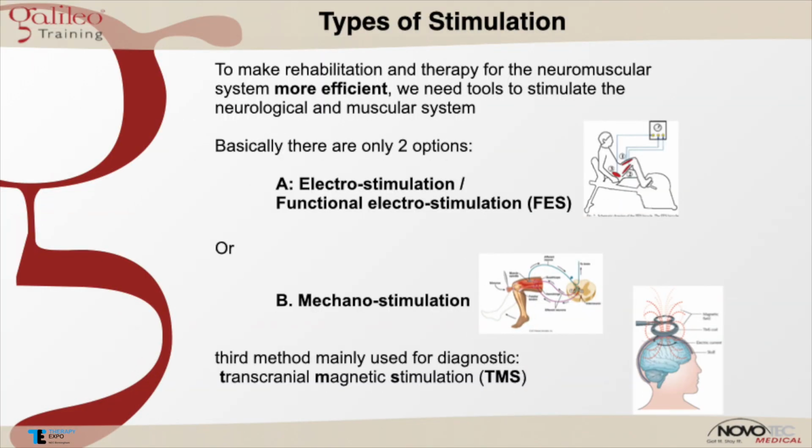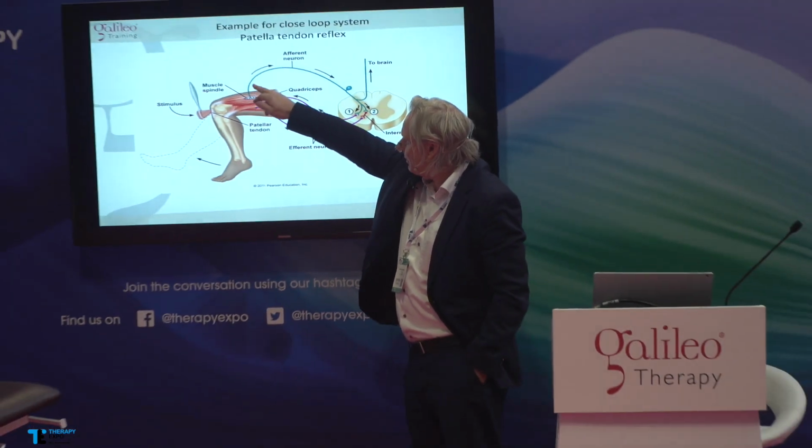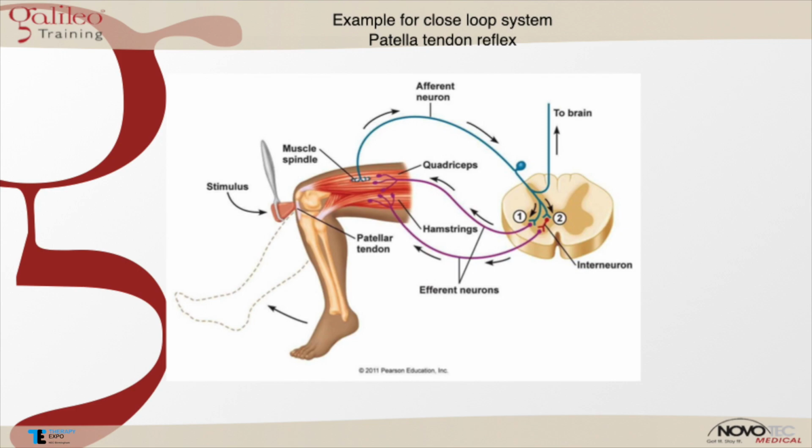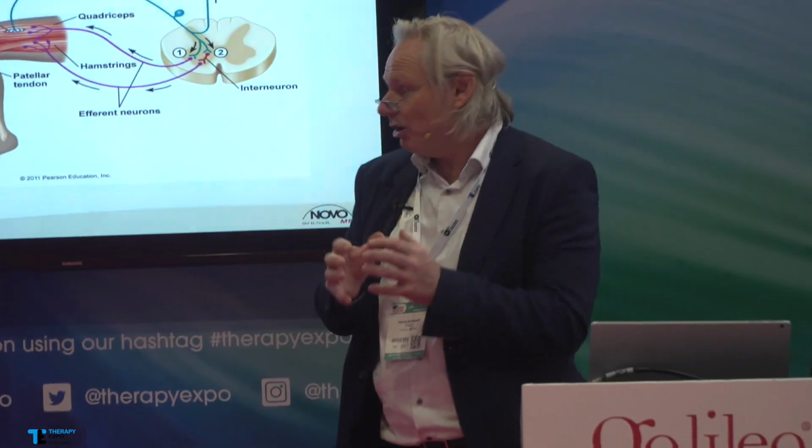The first thing we need to understand is that there are only two ways to stimulate the neuromuscular system. So we have either electrical stimulation or mechanical stimulation. Mechanical stimulation means, everybody knows this, the patellar tendon reflex. What we are basically doing is elongating the muscle spindle. The muscle spindle sends a signal to the spinal cord and activates the muscle. In contrast to electrostimulation, where we primarily stimulate the nerve to the muscle. So in electrostimulation, you can generate a strong muscle, but not a very functional muscle.